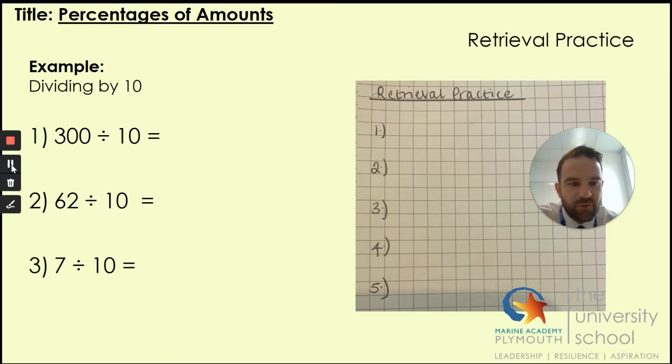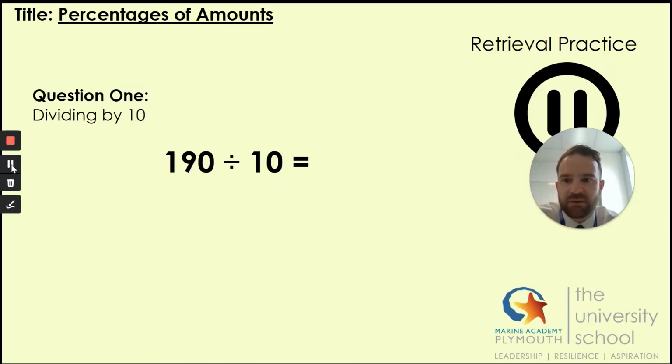Okay, let's go for our first question then. So first question is 190 divided by 10. 190 divided by 10. I'll give you 10 seconds to complete these. 5, 3, 2, 1. Okay, black pen's down, green pen's up. The answer to that one is 19. Well done if you got that.